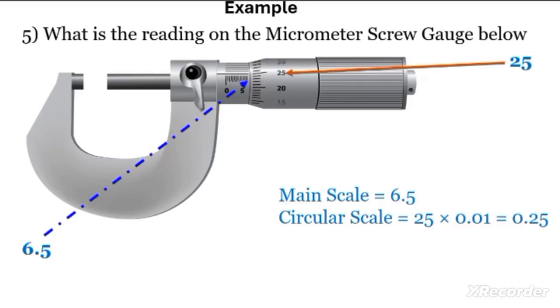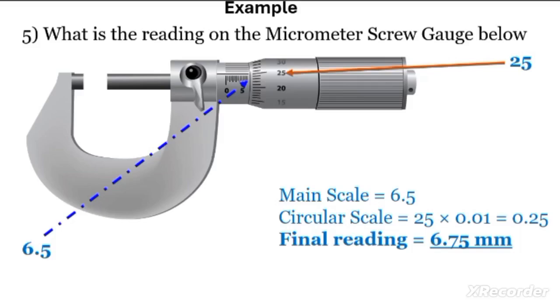Now let us add these two marks from both scales. So we are going to say final reading is equal to 6.5 plus 0.25. We are going to get 6.75 millimeters. So this is our final reading.